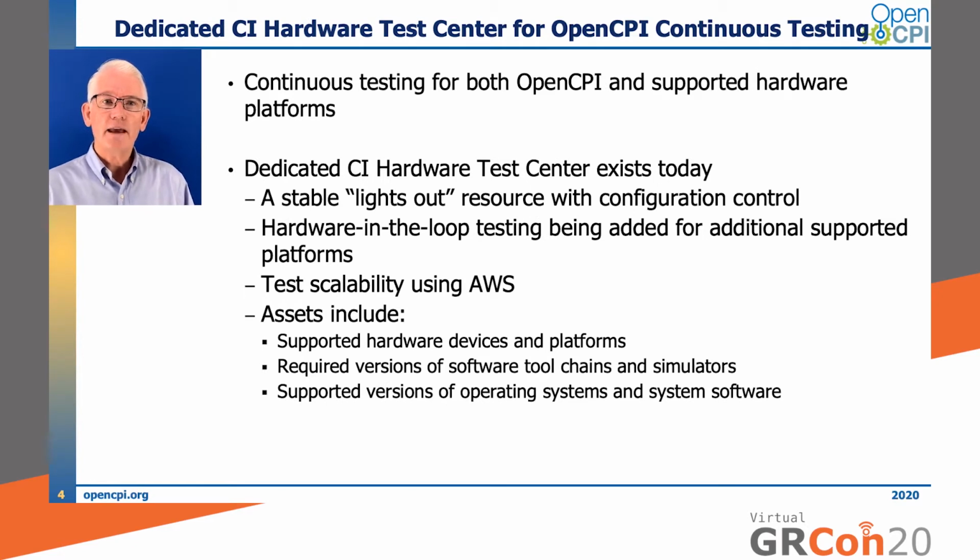As I mentioned on the last slide, we have a dedicated CI hardware test center for OpenCPI continuous testing. Continuous testing for both OpenCPI and supported hardware platforms. This is a dedicated CI hardware test center that exists today. It's a stable, lights-out resource with configuration control. Hardware-in-the-loop testing is being added for additional supported platforms, and testing scalability is provided using AWS.